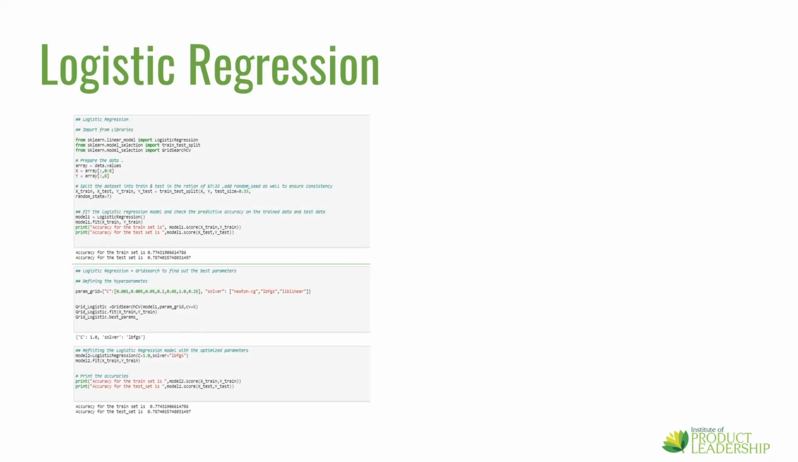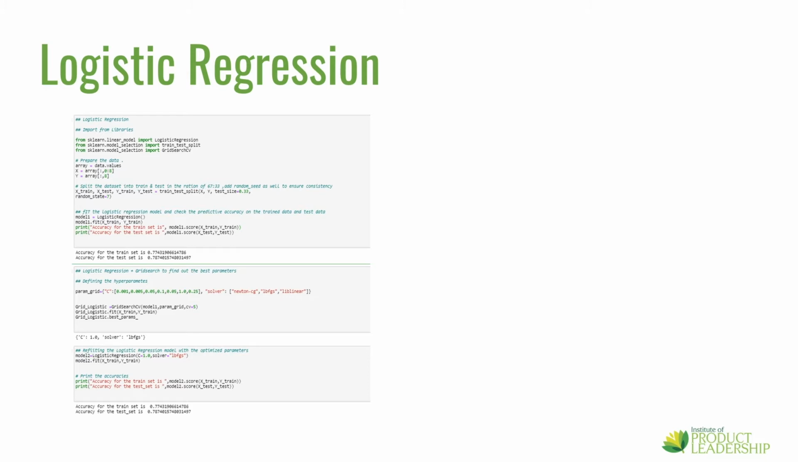Step 1. We import logistic regression, train test split, and grid search from the sklearn library. Split the dataset into train and test in the ratio of 67:33. Model the data to find out the respective accuracies of the train and test dataset. The given accuracies are 0.77 and 0.78 respectively.